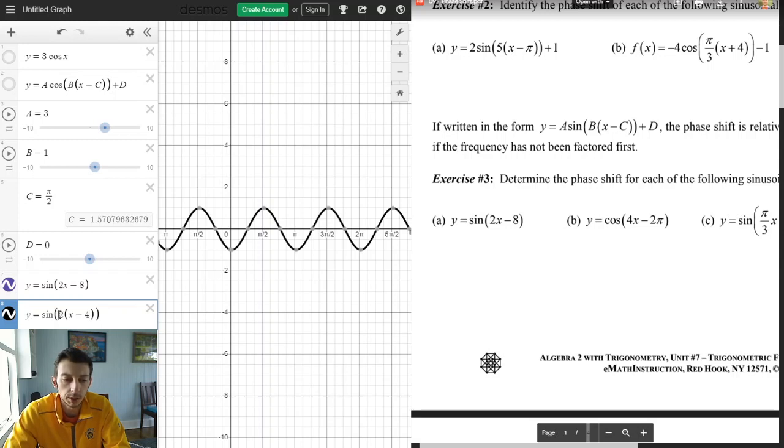So just make sure that you can see what that is and that it's factored out before you try and read the horizontal, or what we call the phase shift, from the equation. So in this case, your shift is going to be to the right 4.